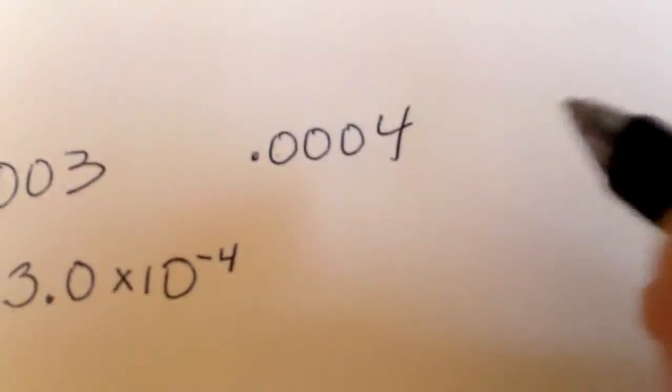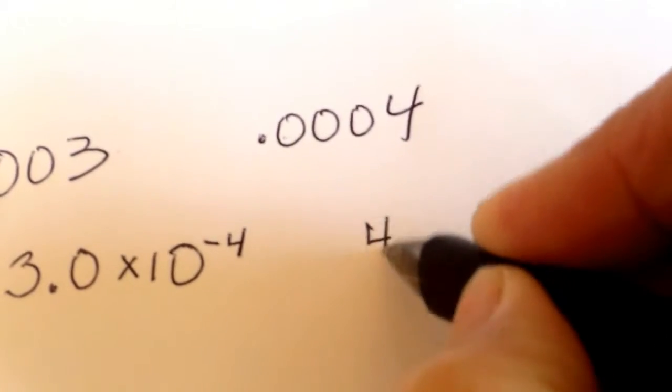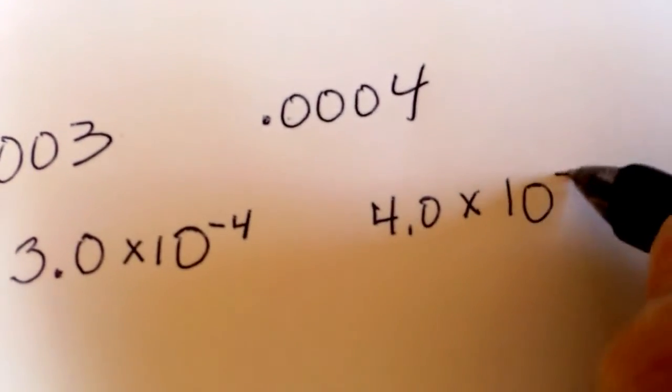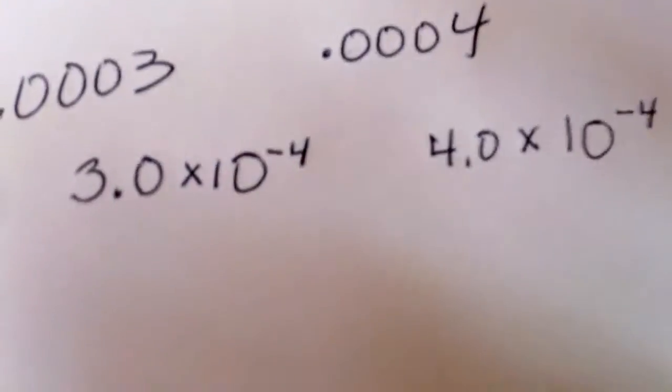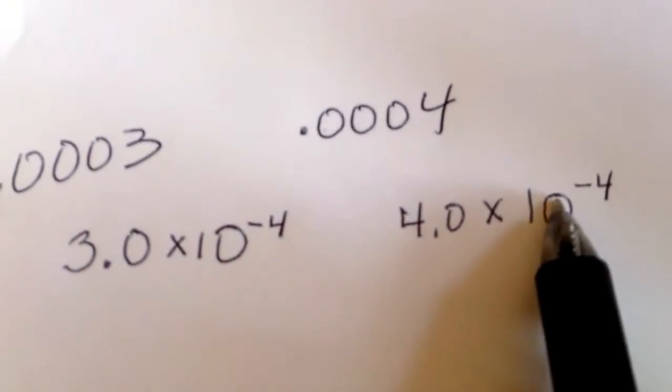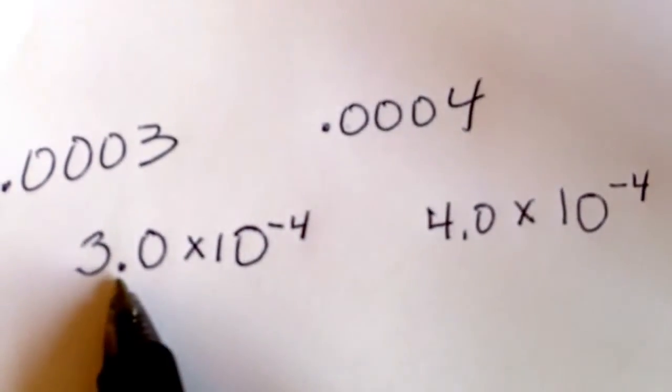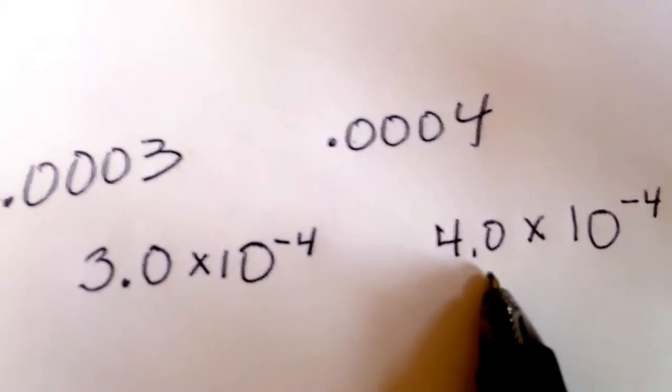And then this one I'm going to write as 4 times 10 to the negative 4. Now these numbers are very similar. They're raised to the same power of 10. The only thing that's different is this number and this number.